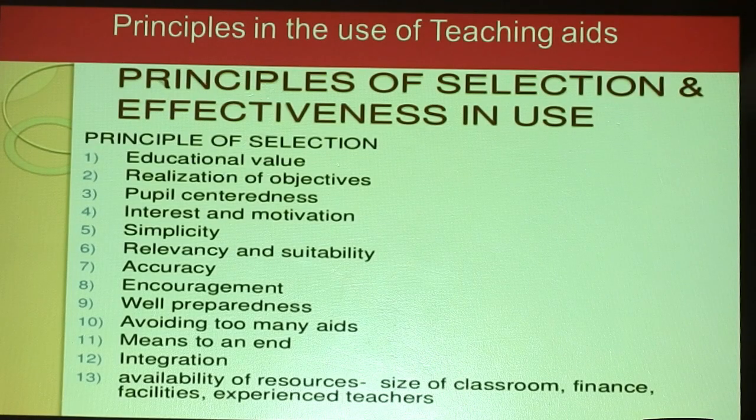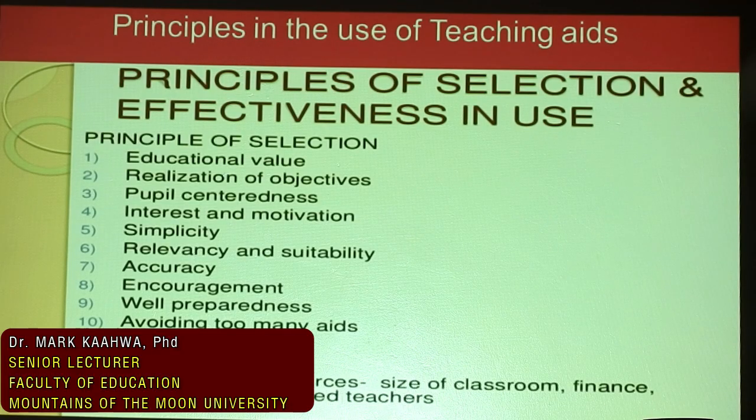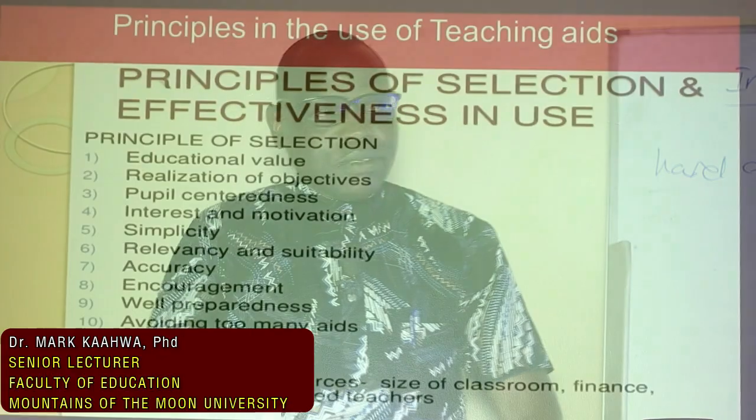Then availability of resources: size of the classroom, finance, facilities, experienced teachers, and so on and so forth. Especially we are talking about finances and the size of the classroom. So those are very, very important. Finances are key because if you are going to buy the teaching aids, then the budget must come before. You must have budgeted for these teaching aids.